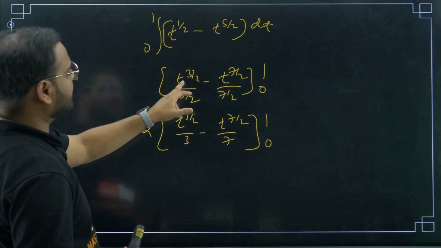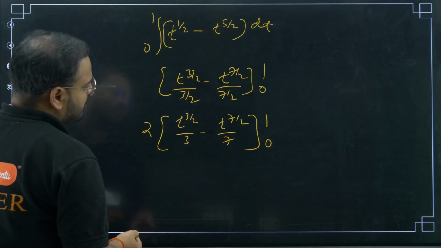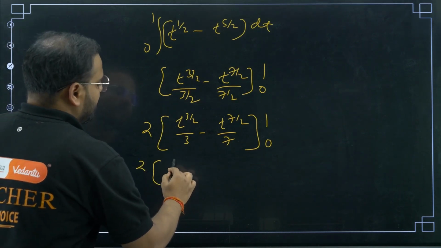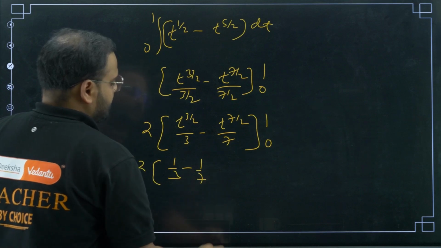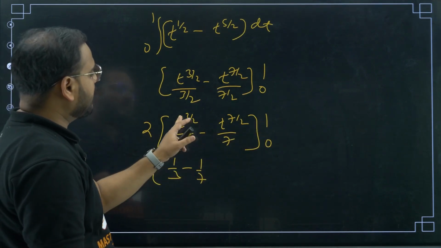So if you integrate this t power 3 by 2, you have to divide by the same thing, no? Please have a look. I can put the one value now. I get 1 by 3 minus 1 by 7, correct? And for 0, everything will be 0, because if t is 1, then it is 1 by 3, 1 by 7.